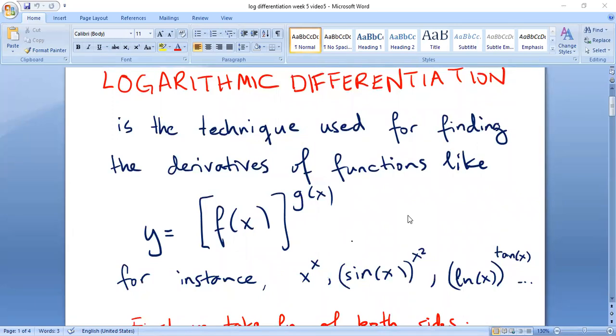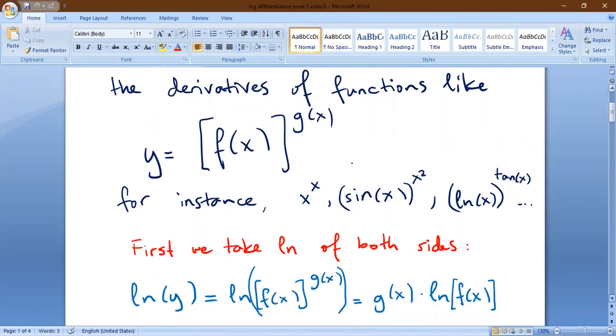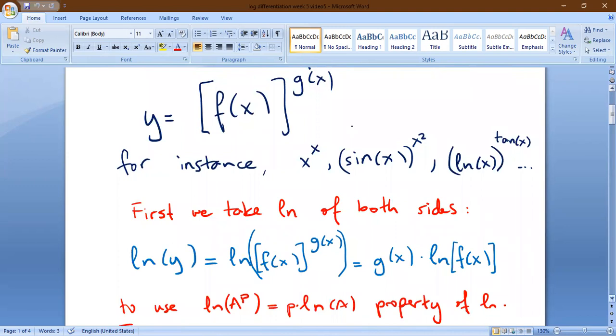So we can have functions like x to the x, sine of x to the x squared, or ln of x to the tangent of x. So what we do is we take ln of both sides. So ln of y equals ln of f to the g, but then we use the property of the ln function, which is ln of a to the p is p times ln of a.